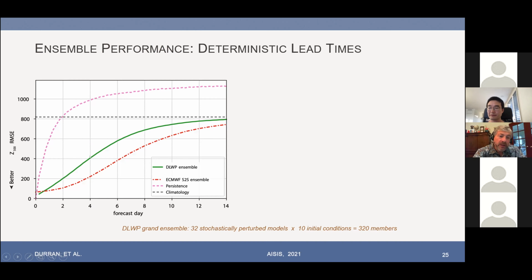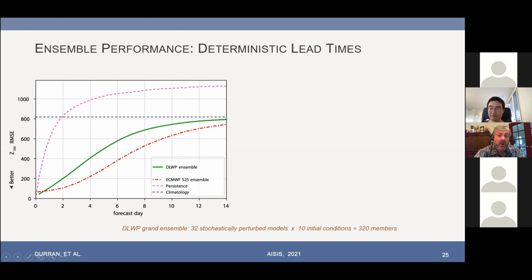We are this green line. And the truth is, we're not doing too bad in at least 3 different ways. One, we're never too far from the ECMWF model. We're 2 to 3 days behind. The other thing is we always do better than climatology, even after 14 days.